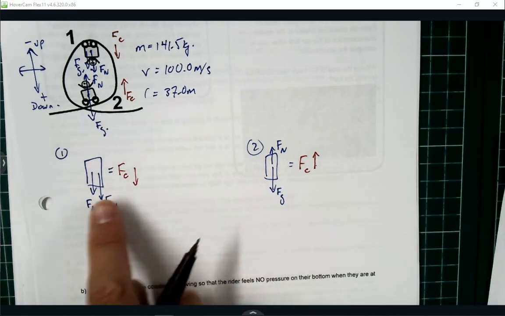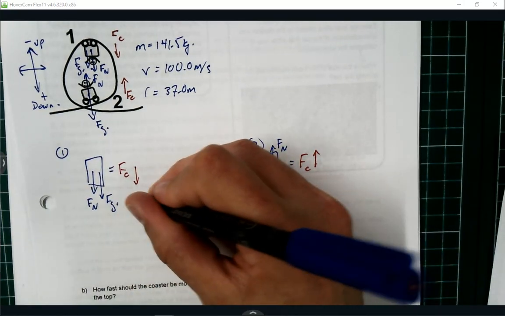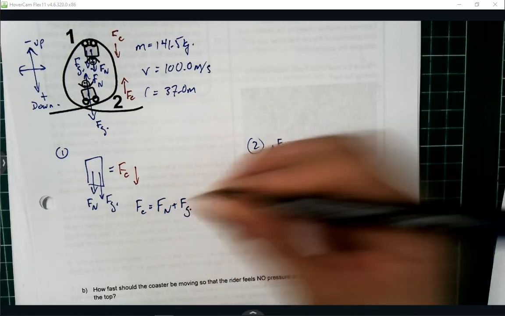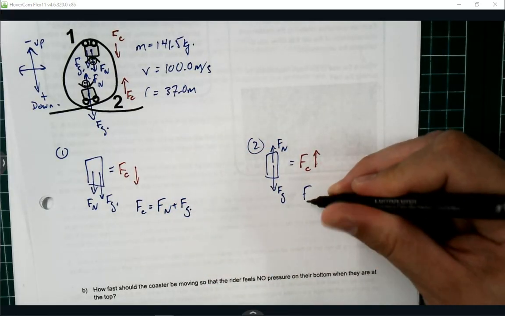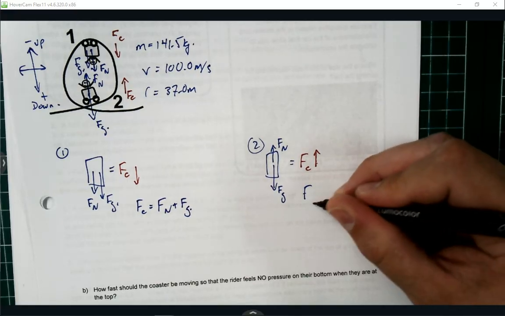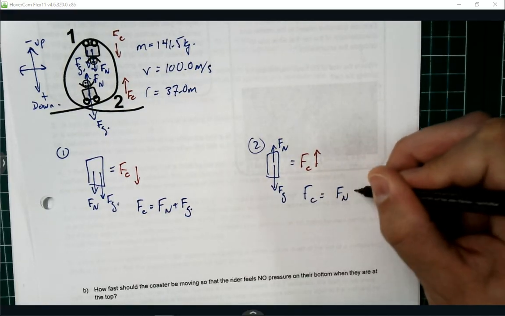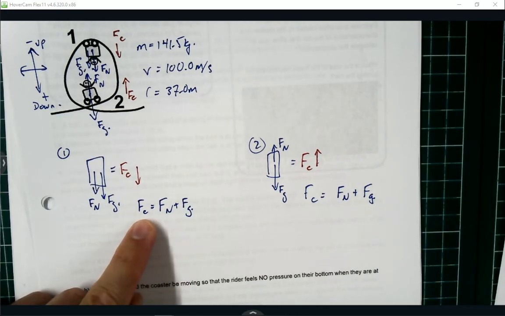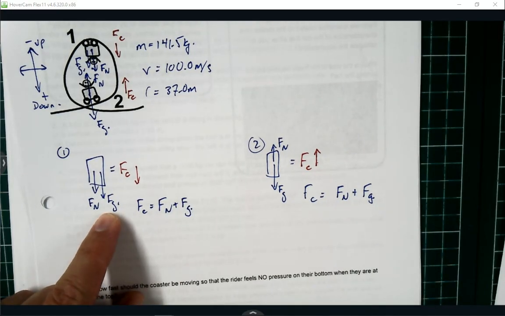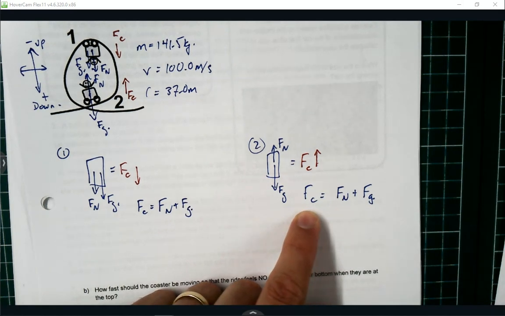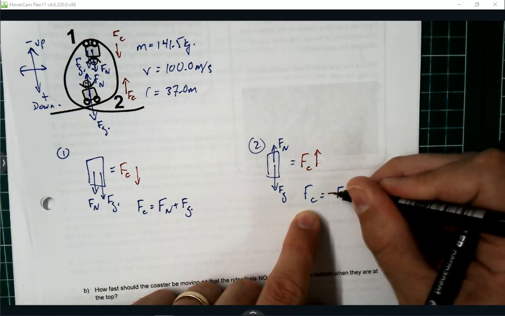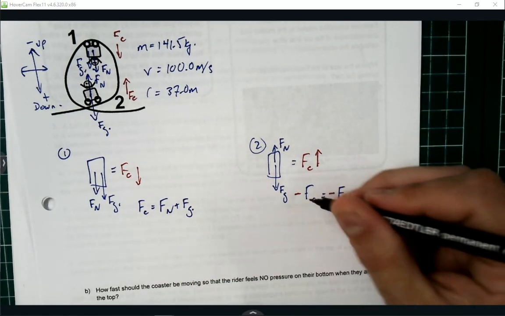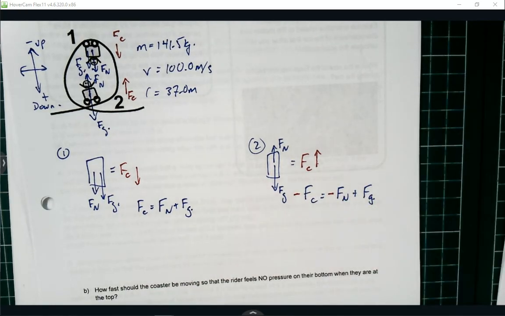So I have my reference frame, I have my free body diagrams, and I would have my equations. FC is equal to F normal plus FG. This guy over here, FC is equal to F normal plus FG. I want to insert my negative signs beforehand this time. Notice that all the forces are down. I called down positive. In this one, normal is up. It's negative. Centripetal force is up. It's negative. I've inserted my negative signs into my equation this time.